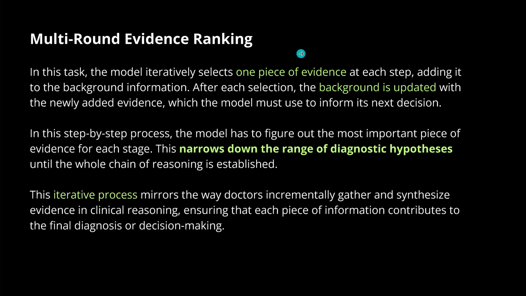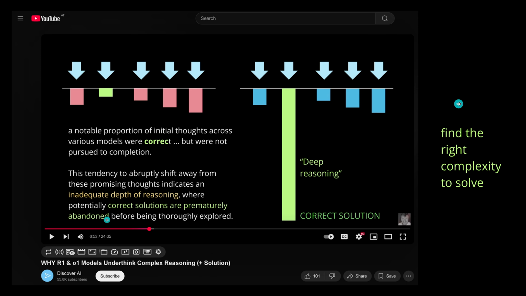And in the multi-round evidence ranking, this is exactly what we do. We have one piece of evidence, the background is updated, and we want to narrow down the range of diagnostic hypotheses until the whole chain of reasoning is established. And you say, wait a minute, this whole chain of reasoning. Yes, in my last video, we talked about an almost identical topic with R1 and O1 models underthinking complex reasoning. You remember? We said if you do not correct for this, our O1 and R1 models go into option one, option two, option three, option four, and so on, and they fail to go into deep reasoning until they reach the correct solution.